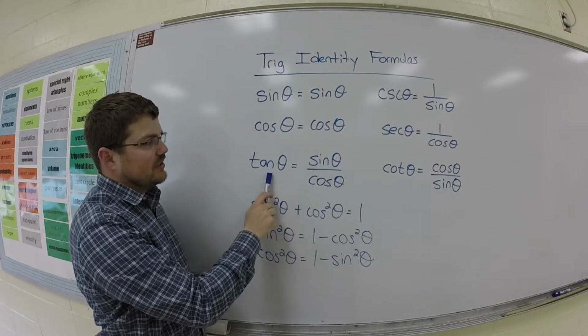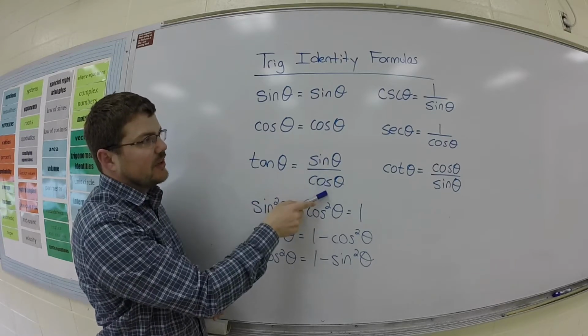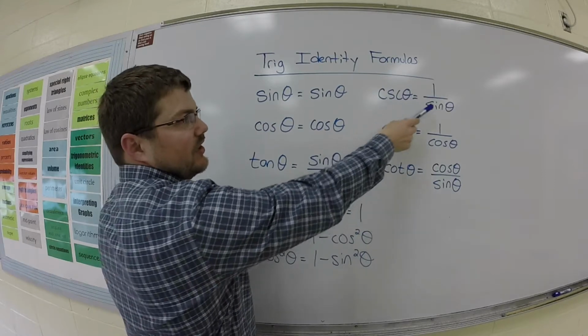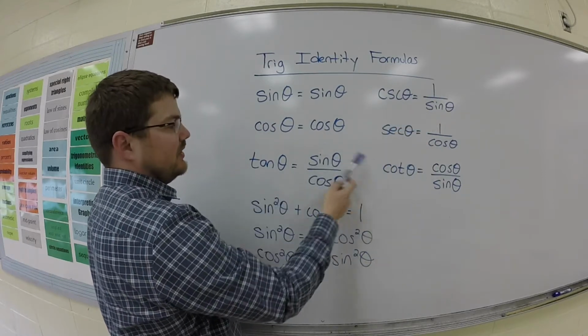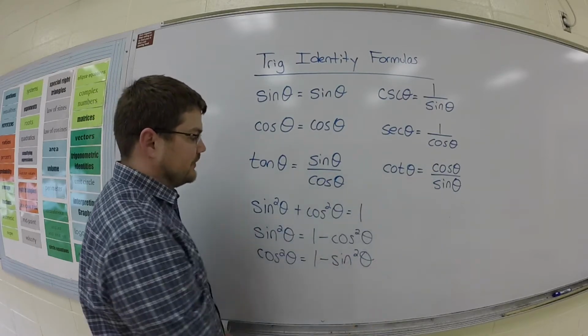Tangent, if you see tangent, change it to sine over cosine. If you see cosecant, change it to 1 over sine. Secant is 1 over cosine, and cotangent would be tangent flipped, as cosine over sine.